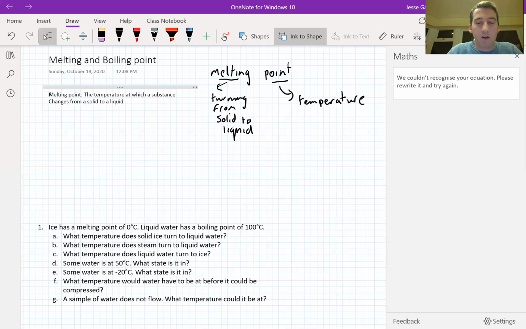Okay, and boiling point then, in the same way. Boiling point is the temperature at which a substance turns from a liquid to a gas, which is what happens at boiling. Now, a concept that's very important to understand is that, well, sorry, I won't go into that now because we'll be covering that later.